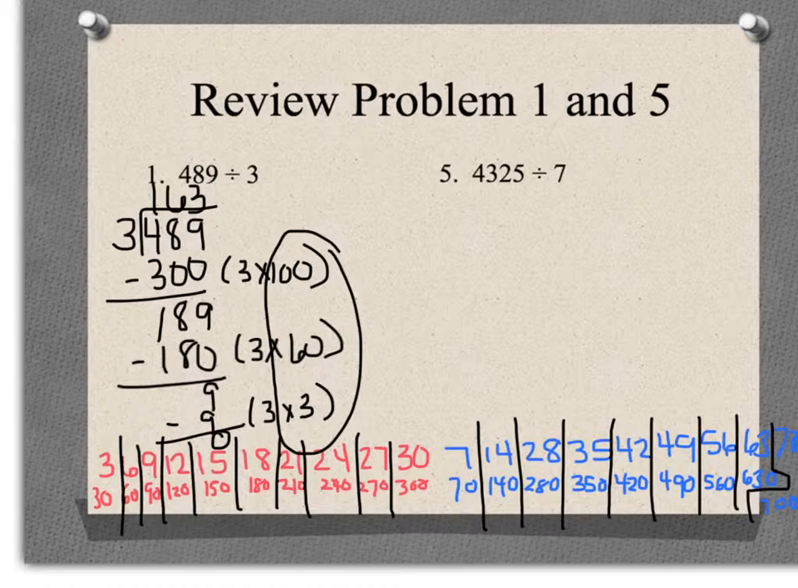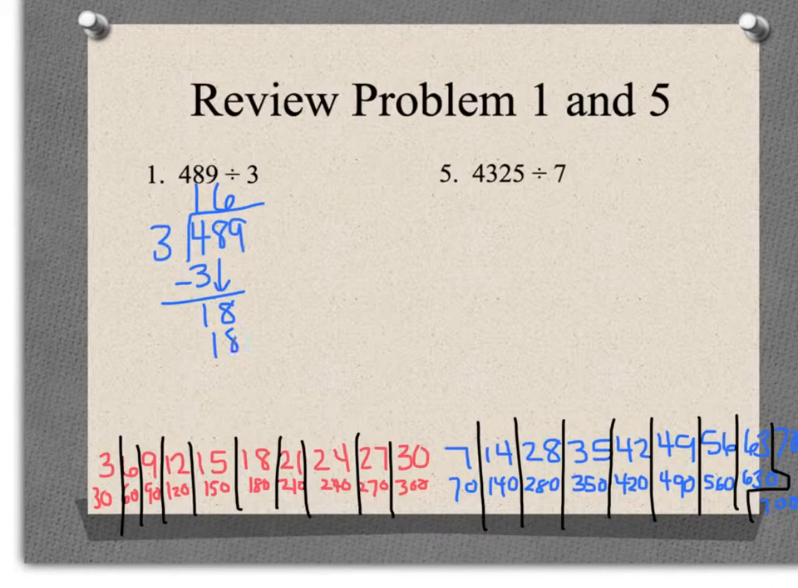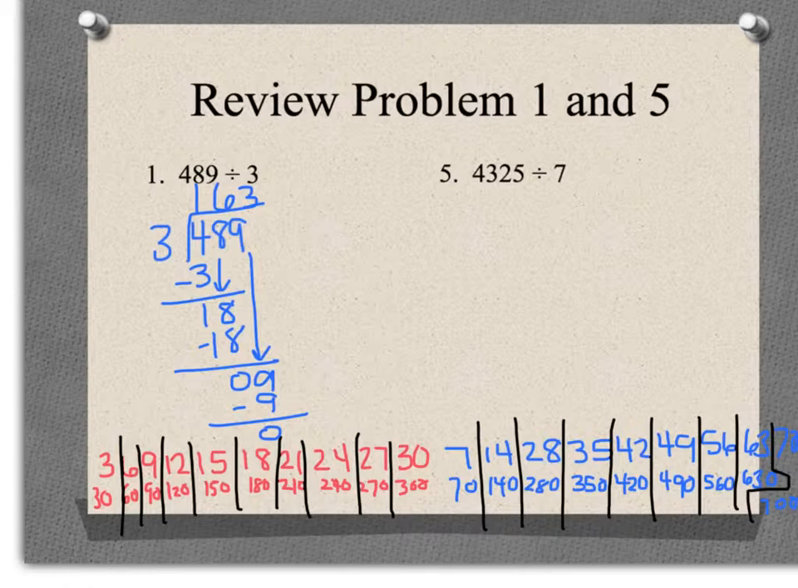Now, to solve this problem using the regular algorithm, I'm going to need to erase some of this work. This time let's solve 489 divided by 3 using the regular algorithm. 3 goes into 4 one time because 1 times 3 is 3, and I bring down the 8. 3 goes into 18 6 times because 6 times 3 is 18, with none left over, so I bring down the 9. And 3 goes into 9 3 times, which is 9, leaving me none left over.